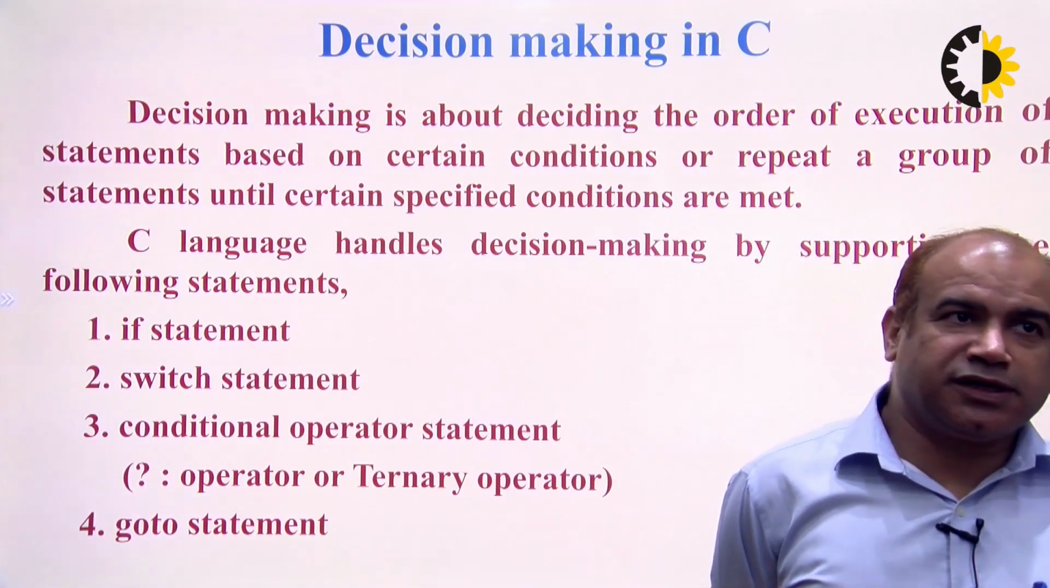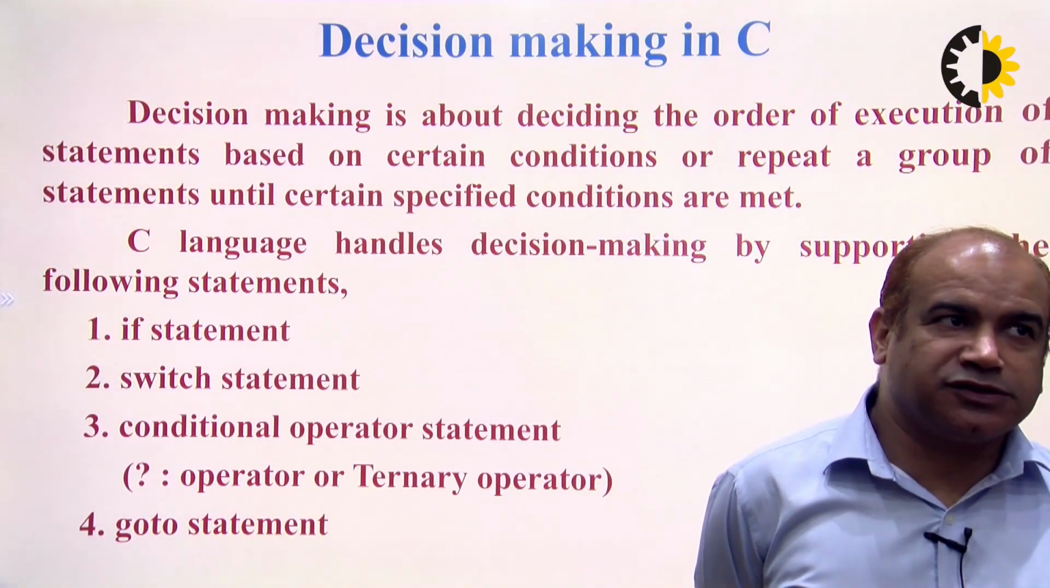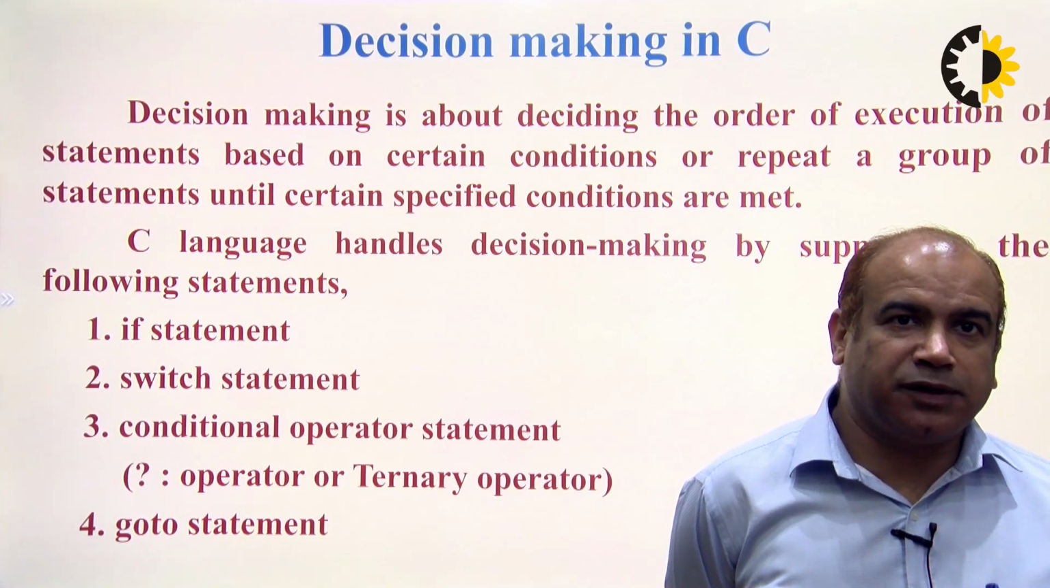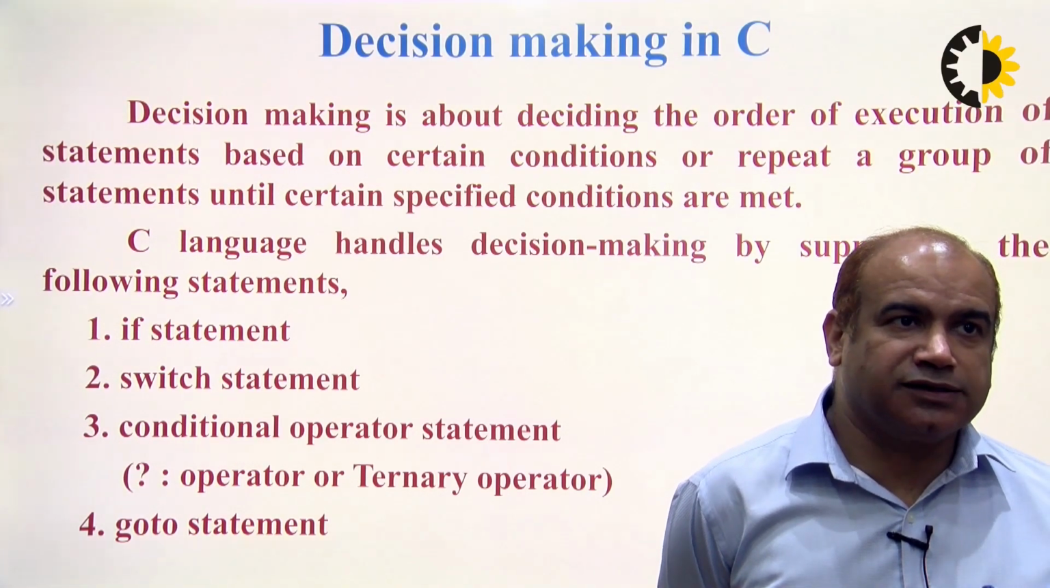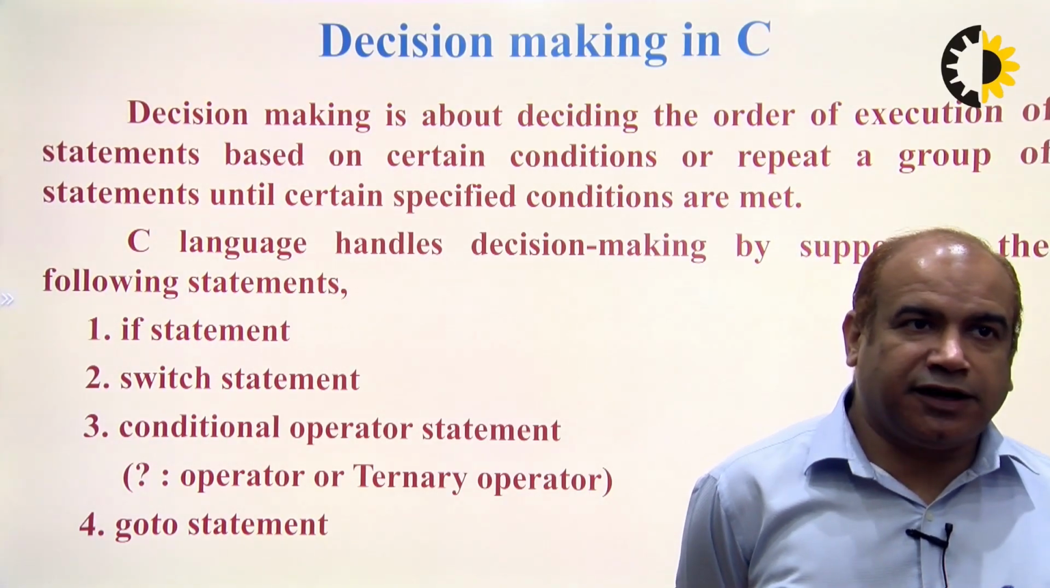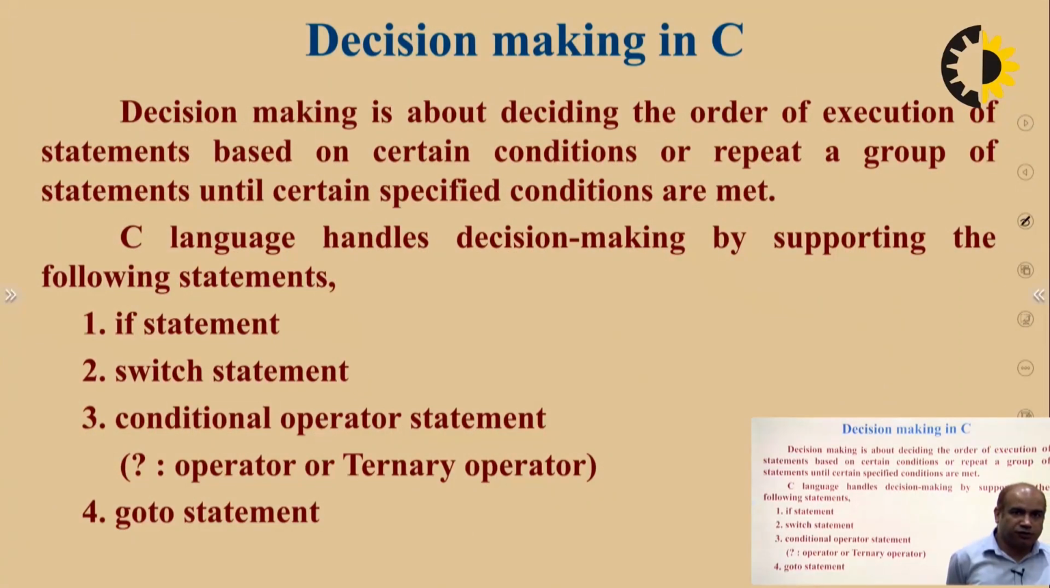Decision making is about deciding the order of execution of statements based on certain conditions, or repeating a group of statements till certain specific conditions are met. So C language handles decision making with the support of the following statements: if statement, switch statement, conditional operator and goto statement. We will discuss each and every statement one by one.